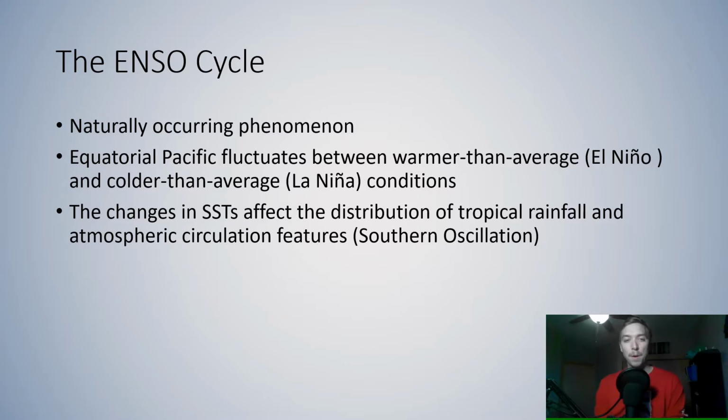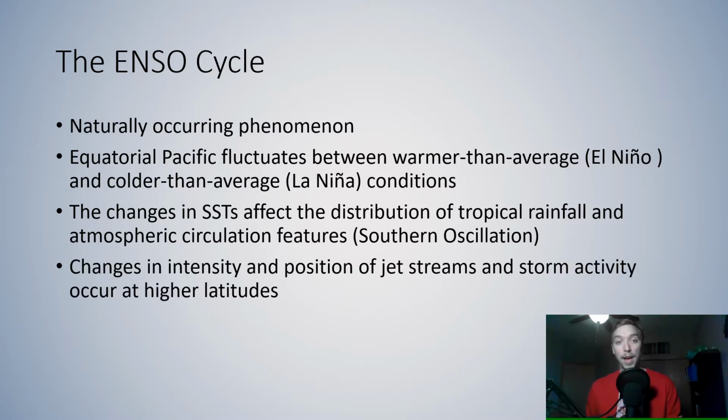Changes in sea surface temperatures affect the distribution of tropical rainfall and atmospheric circulation features. This is what we refer to as the Southern Oscillation. And changes in intensity and position of jet streams and storm activities occur at the higher latitudes. This is how this effect ripples out on more of a global scale.